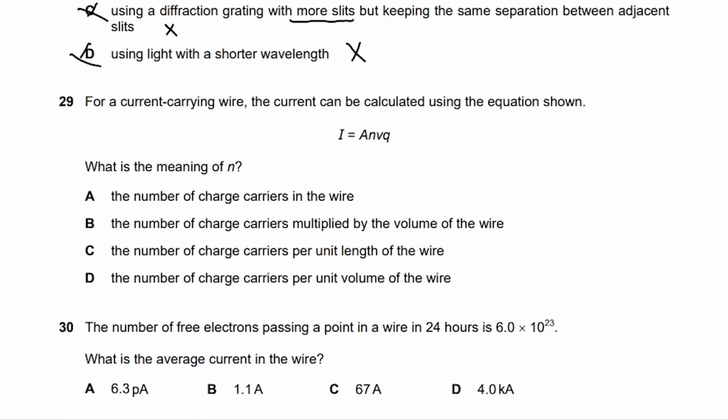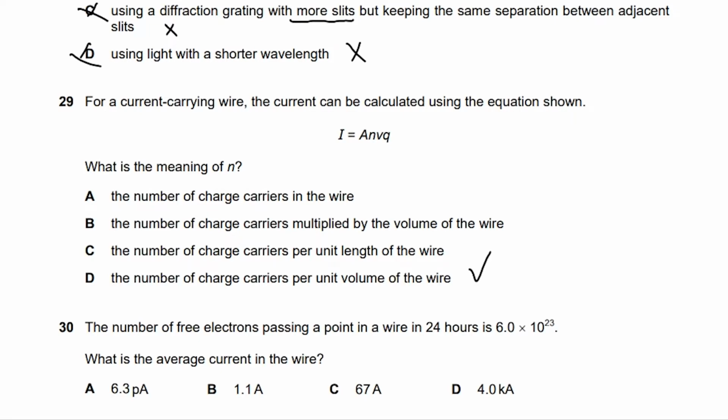Moving on to question number 29. For a current carrying wire, the current can be calculated using the equation shown. What is the meaning of n? Okay. Now, n is the number density of charged carriers. Now, obviously, since it is the number density, and density is related to mass and volume generally, the number density n has to do something with volume. So, D is the correct answer, the number of charge carriers per unit volume of the wire.